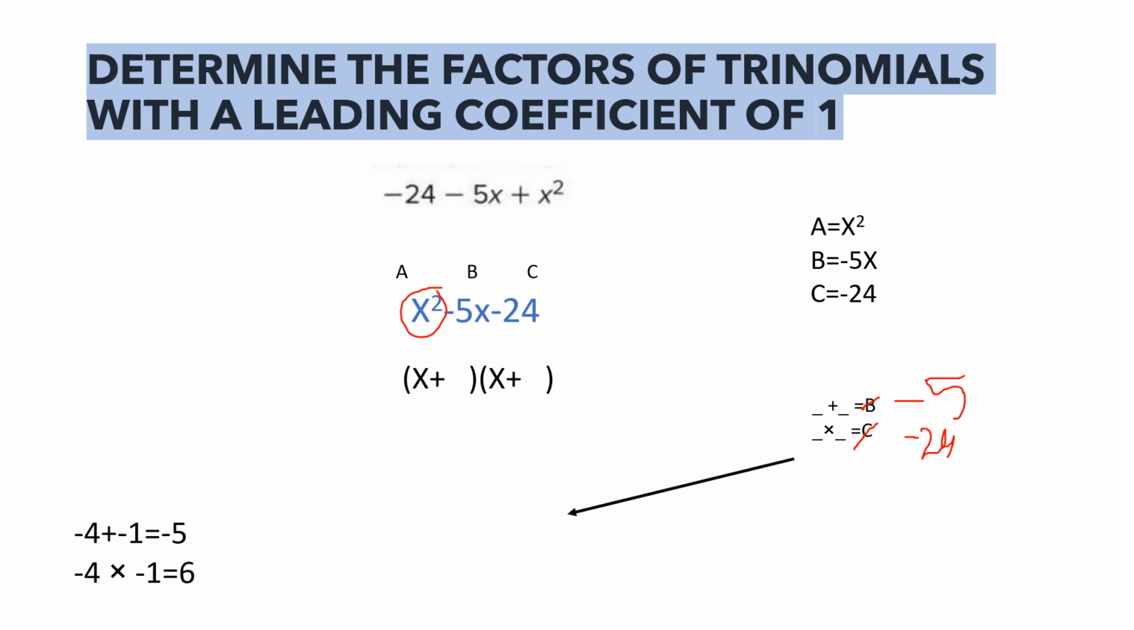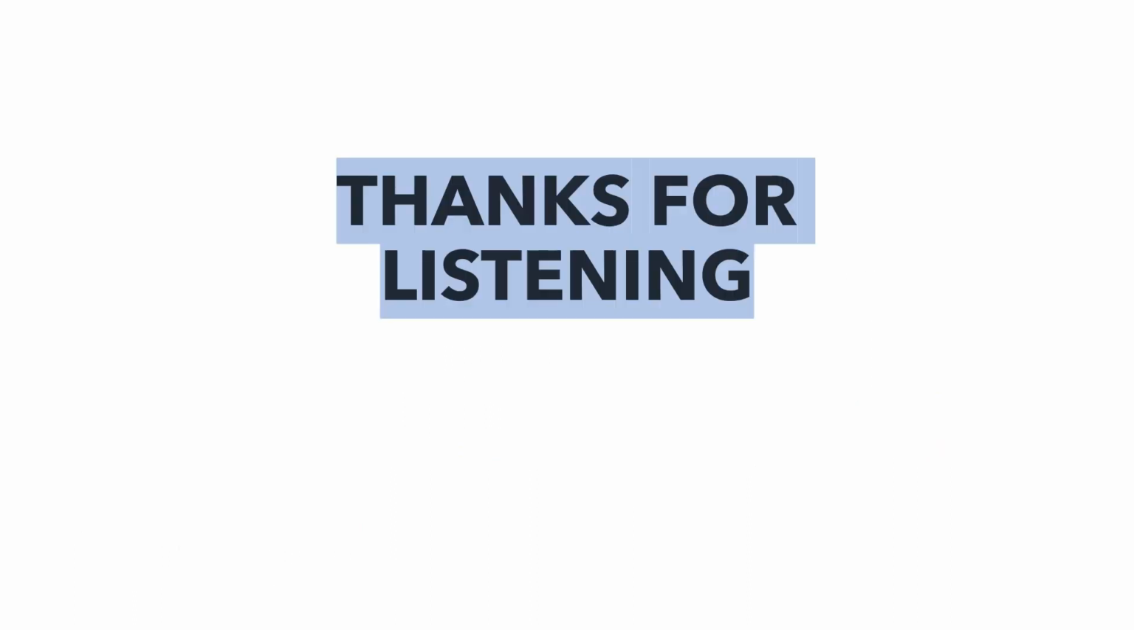For now I tried the first two numbers, negative 4 plus negative 1, because I know it equals negative 5. But if I multiply them, negative 4 times negative 1 gives 4, which doesn't apply to our rule. So this is incorrect. But if we did 3 plus negative 8, that gives us negative 5, and if we multiply them, it gives us negative 24, as it says here. So the answer would be the bracket x plus 3, and another bracket x minus 8. And thank you for listening.